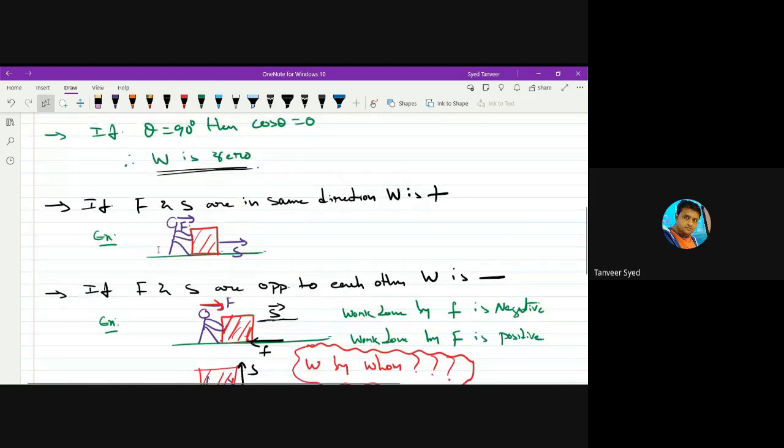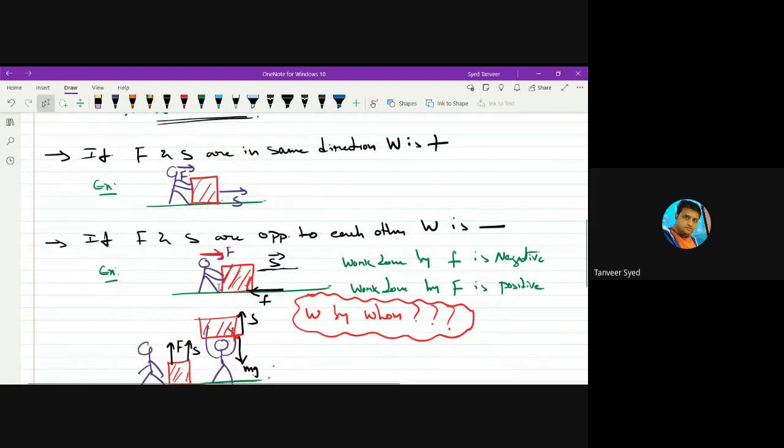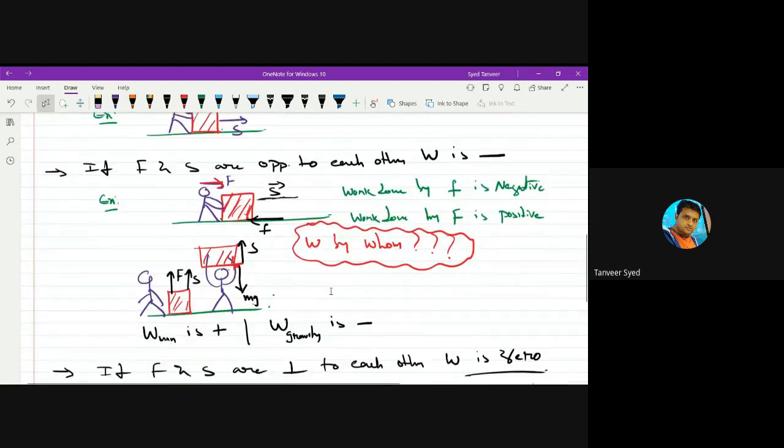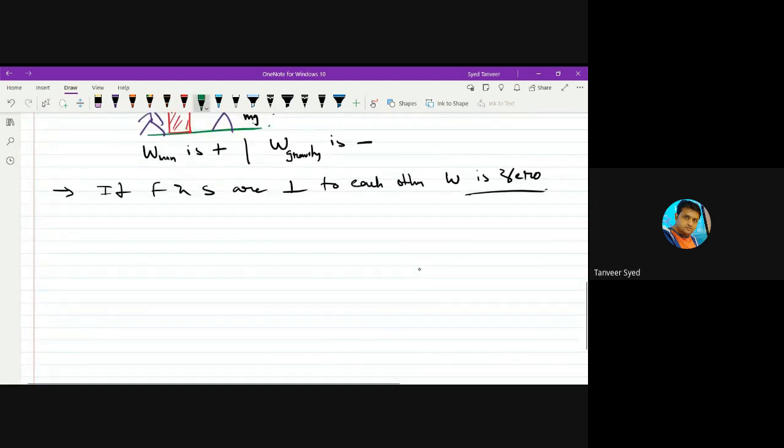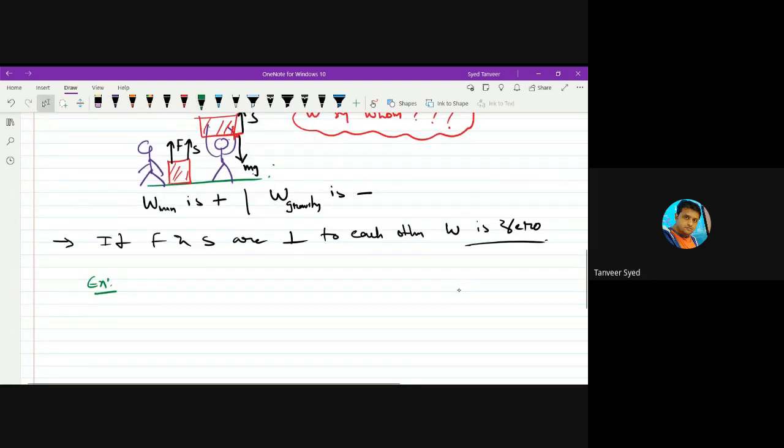First case was force and displacement in the same direction. Then work done will be positive. Force and displacement are opposite, work done is negative. Force and displacement are perpendicular, work done will be 0. Example. We'll take the same example. Suppose you lifted this block, placed it on your head, and you are walking. You are holding this block over your head and you are walking.